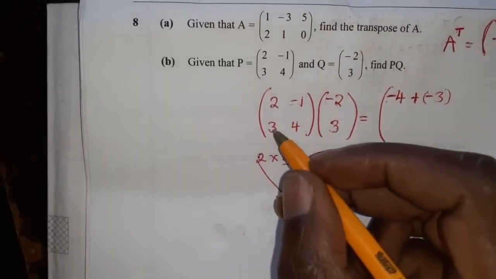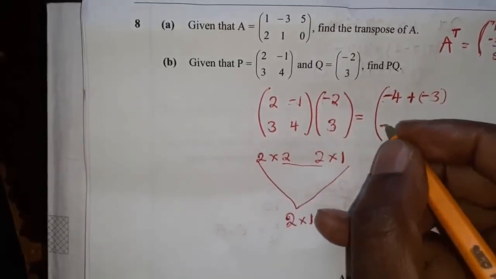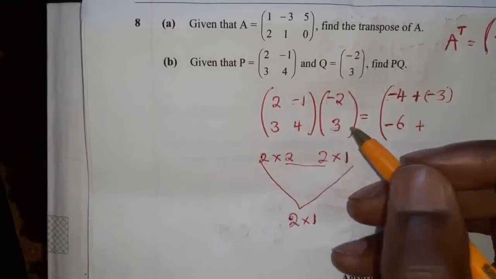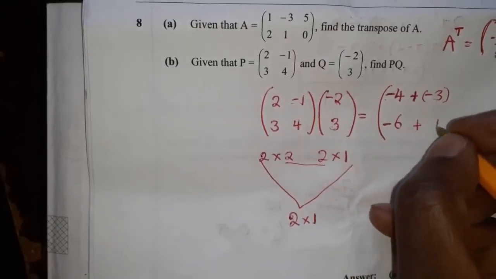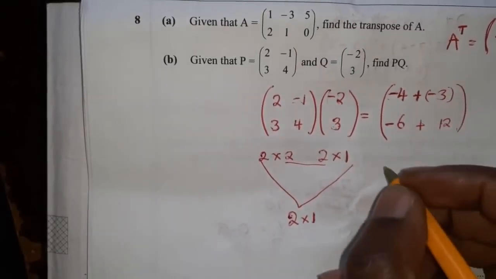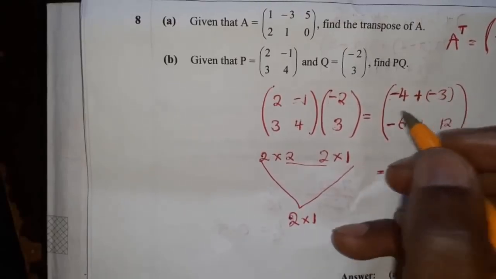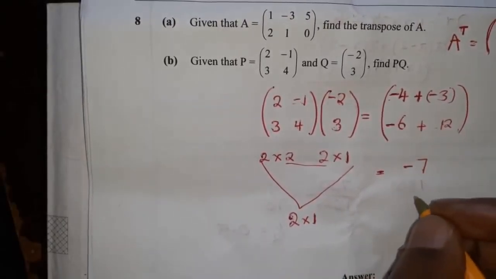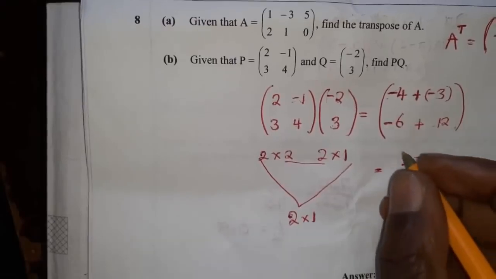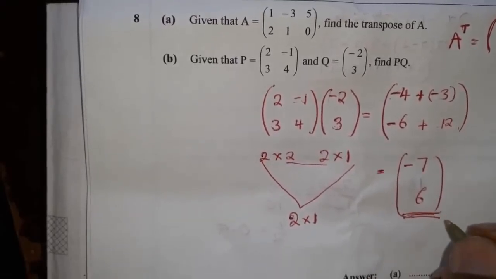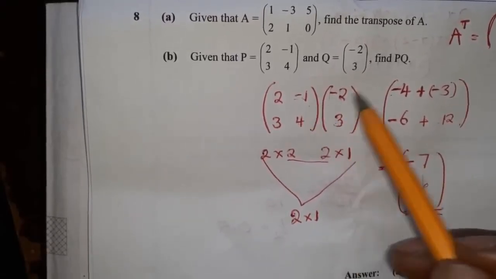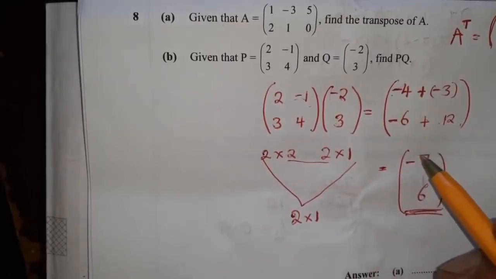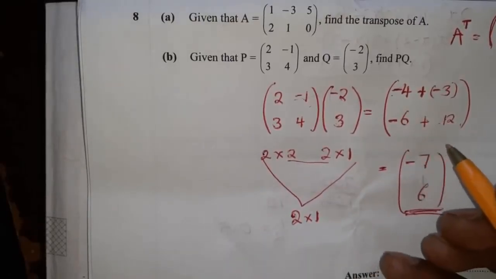We come to this one, 3 by -2, we get -6, plus 4 multiplied by 3, we're going to get 12. We simplify this one. When we add these, we get -7. When we add these two, we get just 6. This is our answer for the second part. Please take note. It's easy that as we calculate, we can make minor mistakes. So you can comment in case of such a thing.